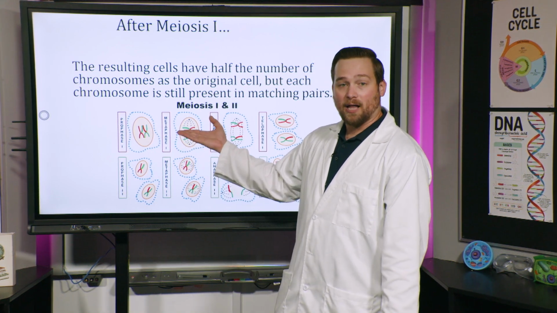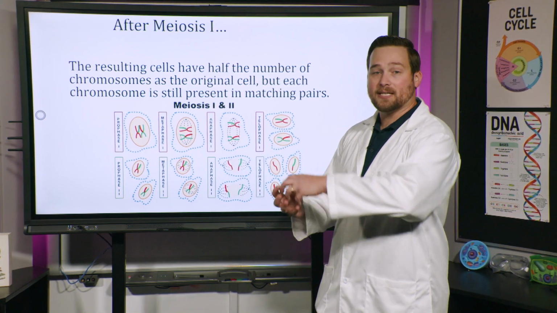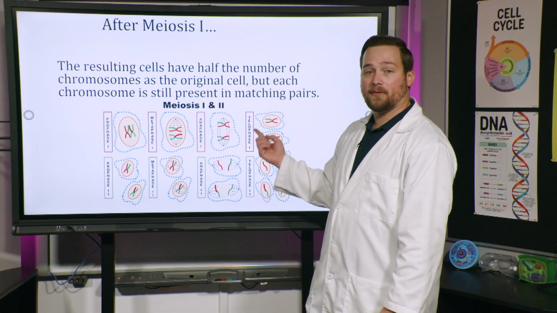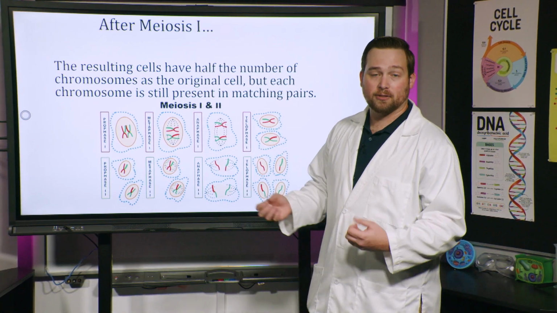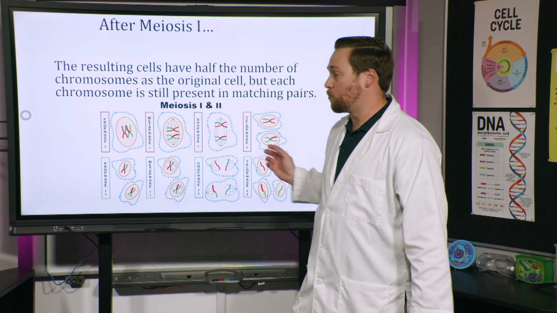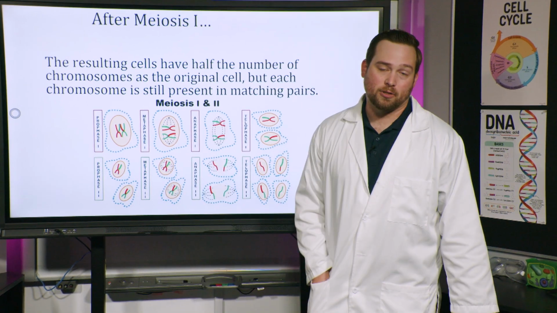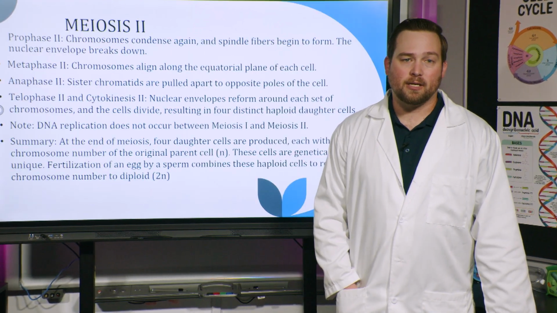Then in metaphase, they line up in the middle. In anaphase, they get pulled apart. And then in telophase, we make 2 cells. Okay, so that's meiosis 1. And then we're starting down here with meiosis 2 today. So let's see what's going on.